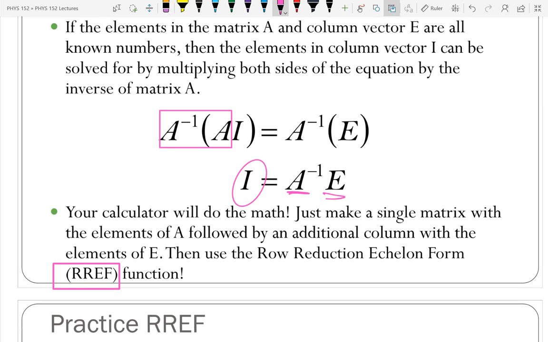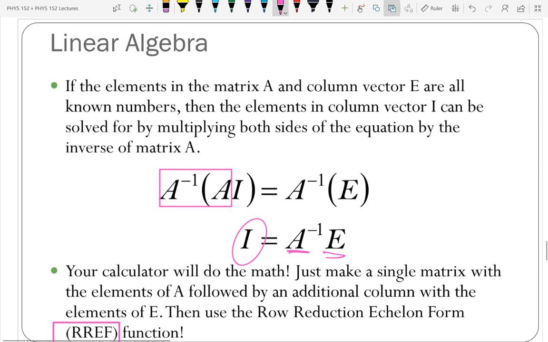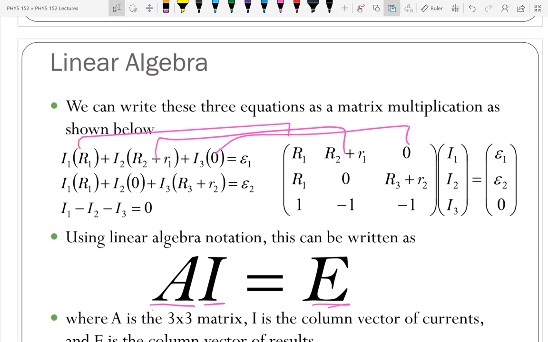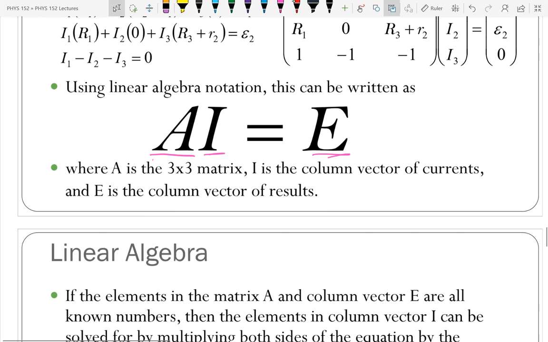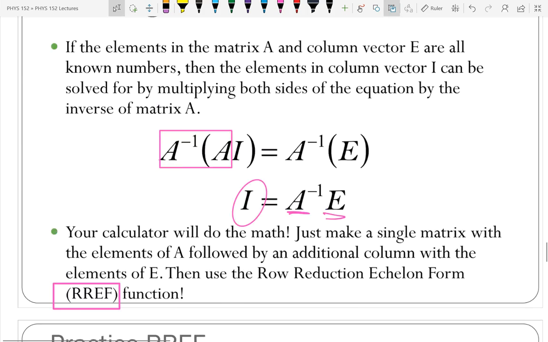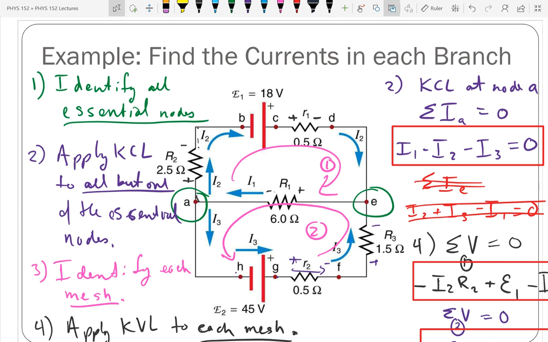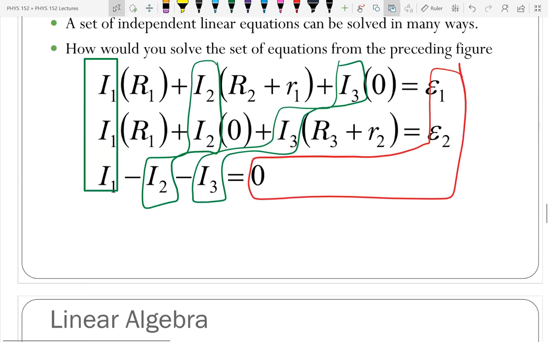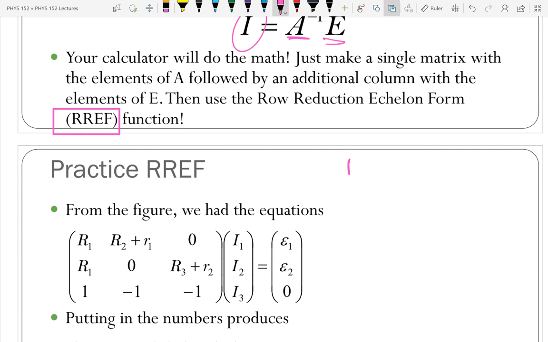So what we're going to do is take what we have here and put it into a matrix and find what the result is. I don't remember the values. R1 is 6, R2 is 2.5, R3 is 1.5.